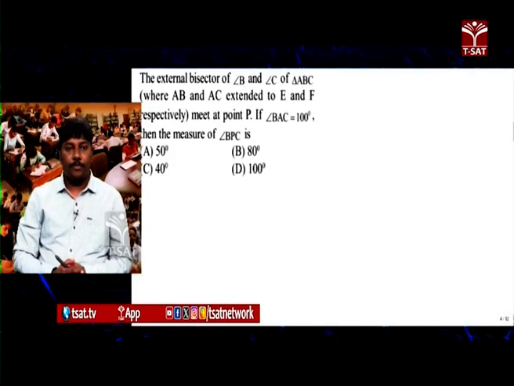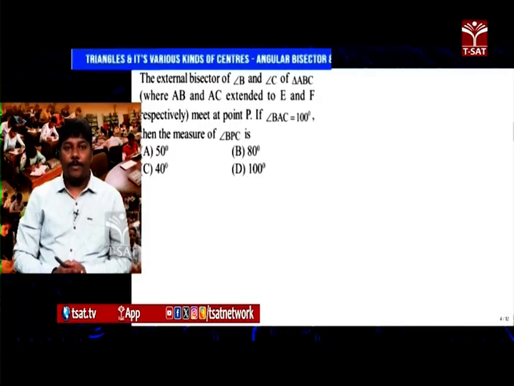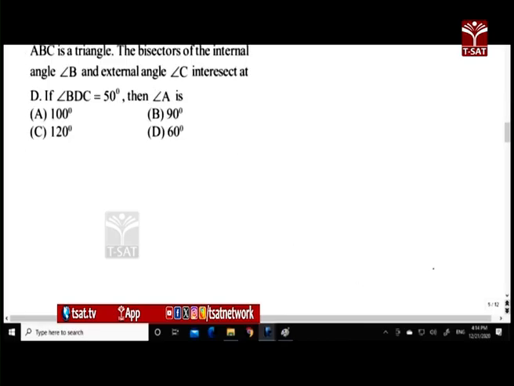Let's look at the next question. The external bisectors of angle B and angle C of triangle ABC, where AB and AC are extended to E and F respectively, meet at point P. If BAC is equal to 100, then find the measure of BPC. It is the same as the previous one. We know when two external angular bisectors meet, angle BPC is equal to 90 minus angle BAC by 2. So 90 minus 100 by 2 is 50, and 90 minus 50 is equal to 40. So this question is also based on the external bisector. Look at the next question here.